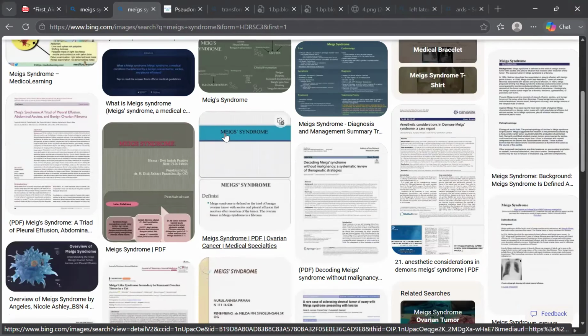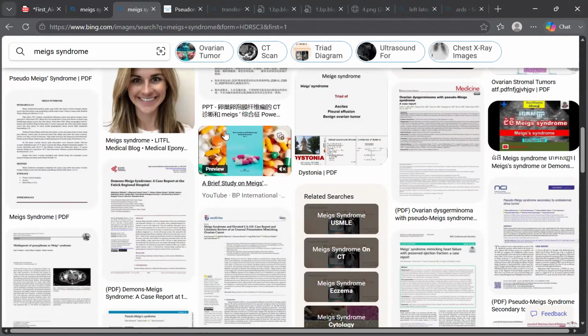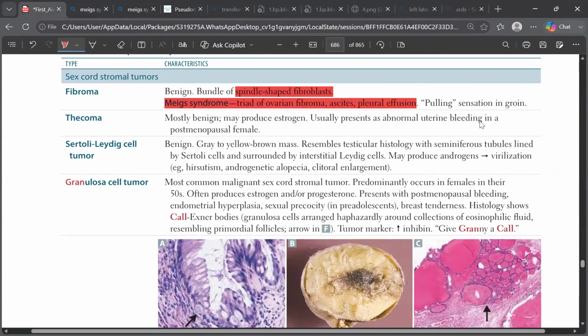There isn't any classical presentation, but the person will have basically ascites on the CXR and pleural effusion as well. Then comes a thecoma, which is mostly benign. It may produce estrogen. It usually presents as abnormal uterine bleeding in a postmenopausal female. So it produces estrogen because theca cells produce estrogen.